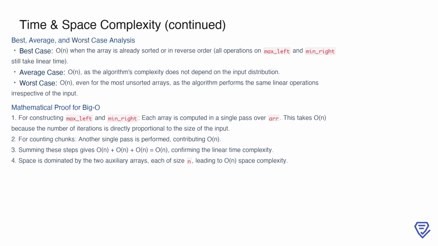Mathematically, we can prove this by noting that each of the three main steps, constructing max_left, constructing min_right, and counting chunks, requires a single pass over the array, each contributing O(n). Summing these together confirms the total time complexity is O(n). Similarly, the space complexity stems from the two auxiliary arrays, each of size n, leading to O(n). This linear behavior in both time and space makes the solution optimal and robust for a variety of input scenarios.